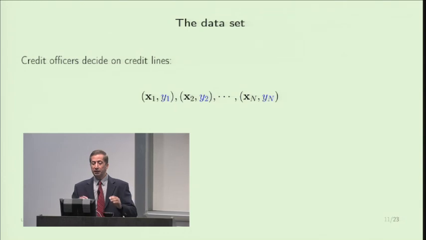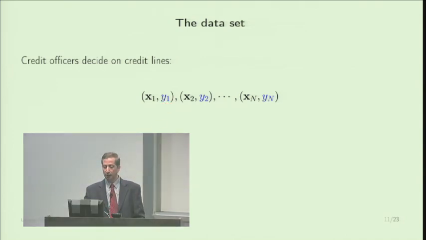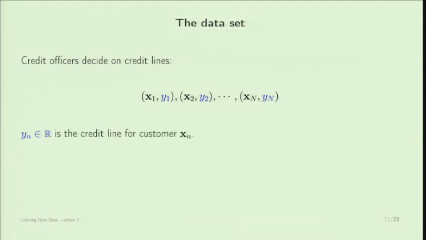Okay, so the historical data here are, again, examples from previous customers. For a previous customer, this is X1 and this is Y1. So this is the application that the customer gave, and this is the credit line that was given to them. No tracking of credit behavior. We're just trying to replicate what the experts do in this case. Then you realize that each of these Ys is actually a real number, which is the credit line that is given to customer Xn. And that real number will likely be a positive integer. It's a credit line, it's a dollar amount. And what we are doing is trying to replicate that. That's the statement of the problem.